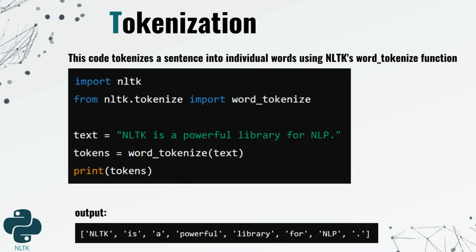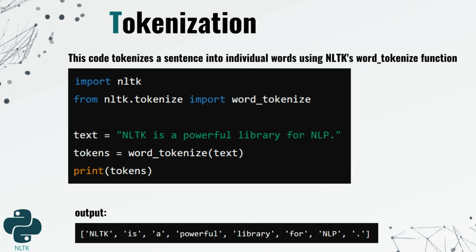So here first I am giving some text like "NLTK is a powerful library for NLP", and I am assigning this to the text variable. Then I'm using the tokens variable, and I'm using that word tokenize function and assigning the text value, which was this, and then it will print the result. And you can see here it divided the phrase into words, or broke the sentence into words.